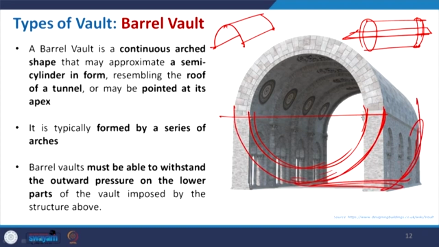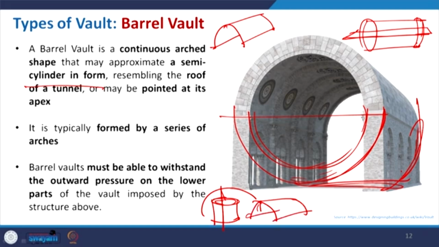Now, what exactly does it say? A barrel vault is a continuous arch shape that may approximate a semi-cylinder form. So, this is very important. When we take a cylinder like this, we make a section, okay, and this is a hollow cylinder obviously, and then you just rotate it. So, we will get this particular form. So, this is the barrel vault.